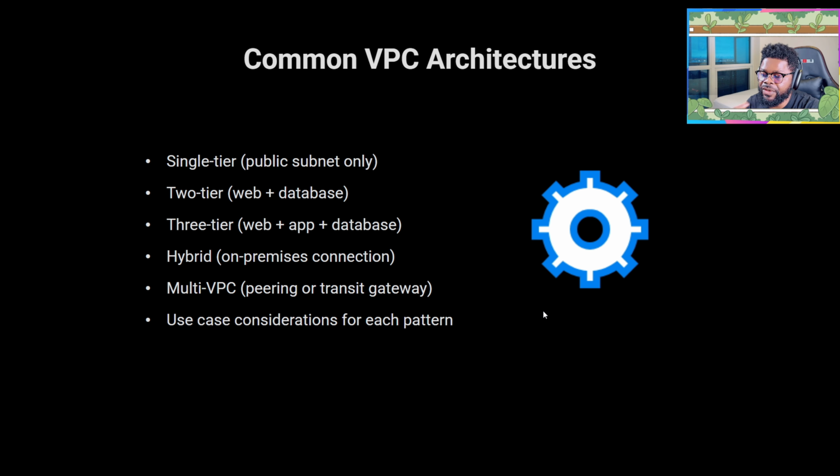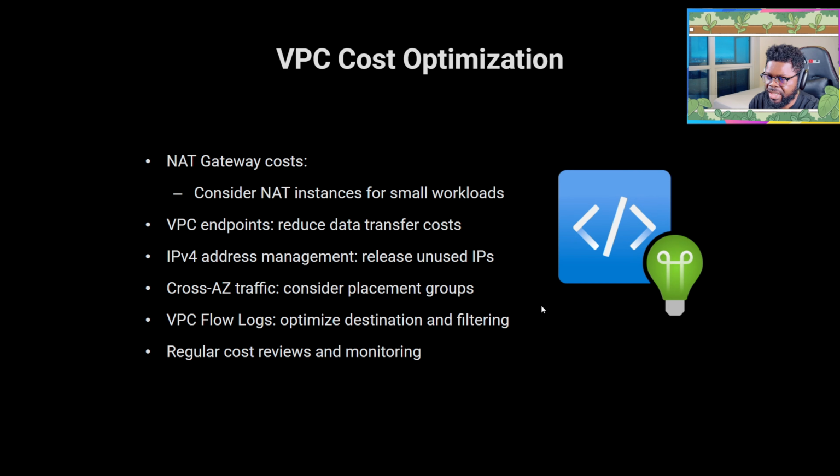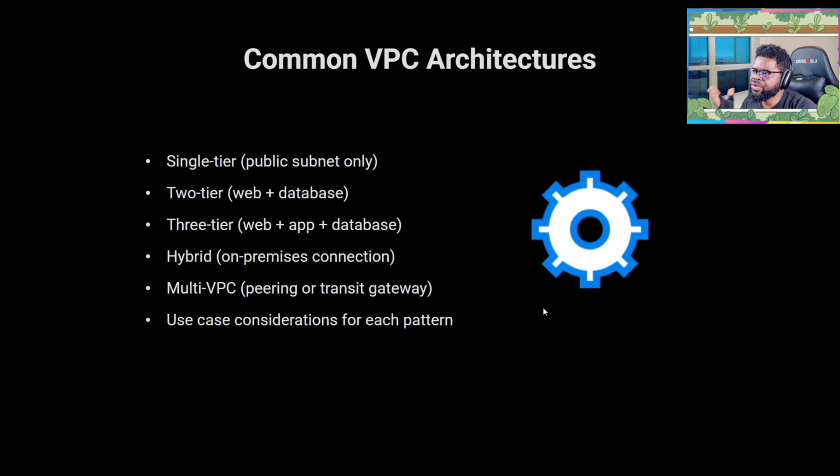Like I said, most of us deal with one account, but in the real world, you have multiple VPCs within an account, multiple VPCs within the organization, and in most cases, these VPCs need to connect to themselves, right? And that's where the concept of VPC peering or transit gateway comes in, which is something we're going to discuss under the advanced networking conversations. But you can have all that. So it's still use case consideration for your pattern.